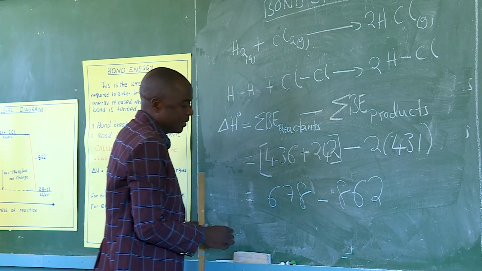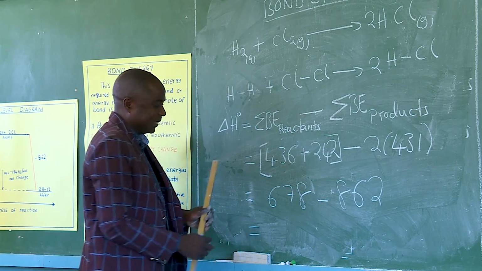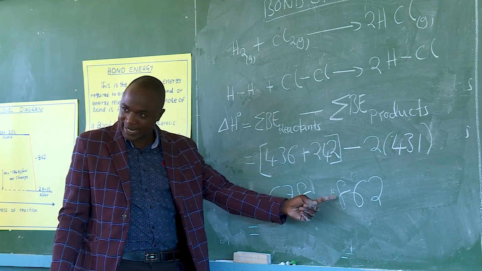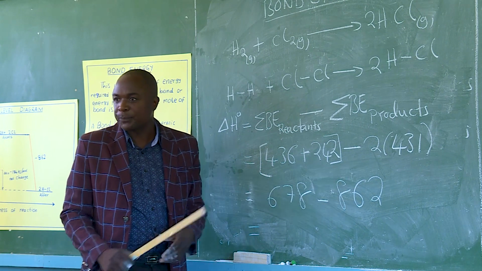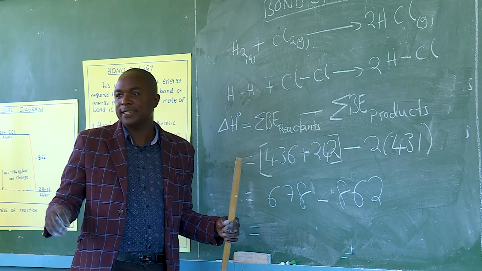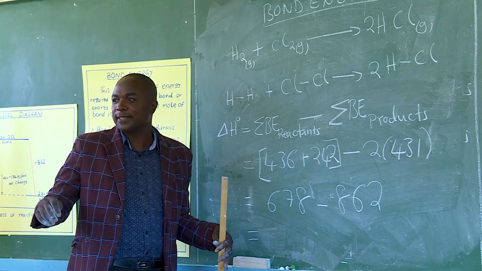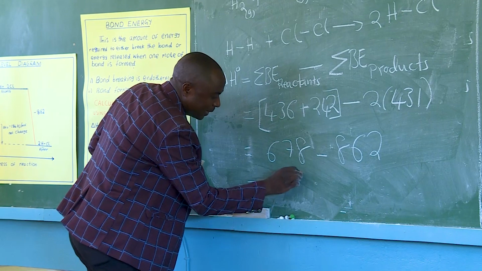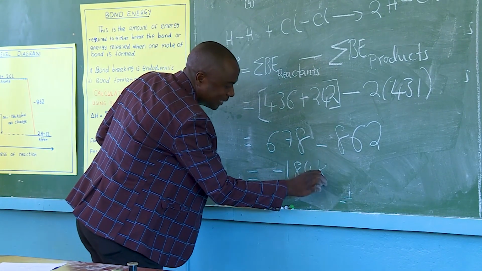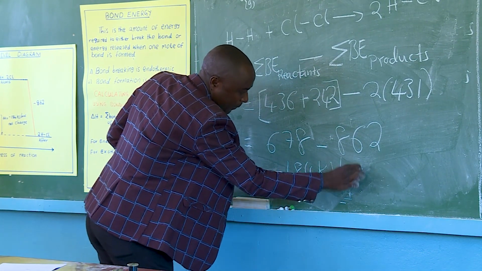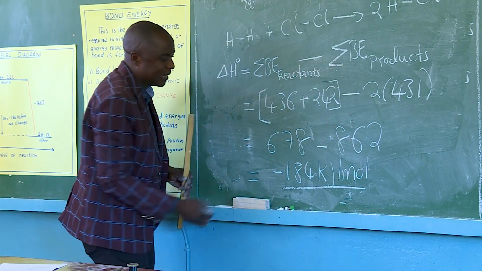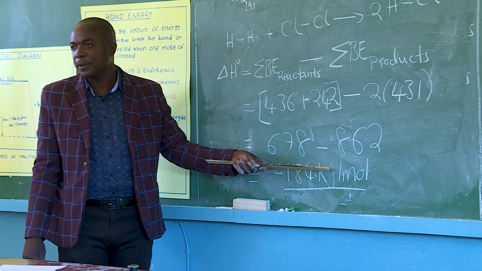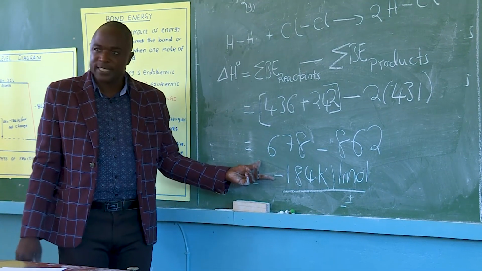862. Okay. Then we subtract 678 minus 862. What value do we get? Yes, Mwansa? Negative 184 kilojoules per mole. Now, what does this mean?